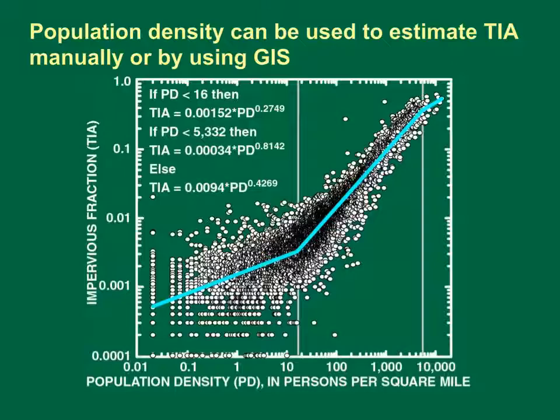Although there is substantial uncertainty in population-based estimates of TIA, especially in rural areas, the relation between TIA and stormflow properties is not sensitive to variations in TIA estimates when TIA is low. Therefore, minor misspecification of TIA may not have a substantial effect on generated runoff coefficients and lag times.